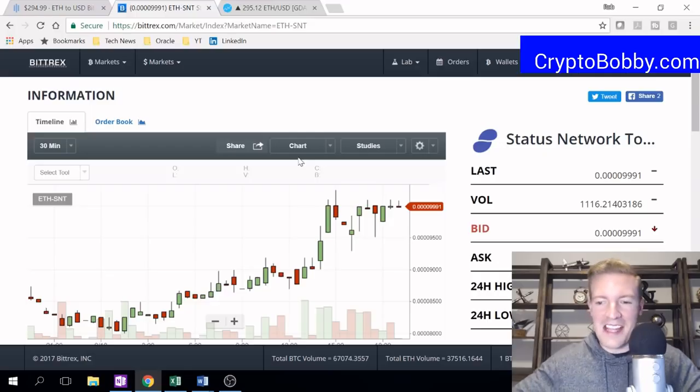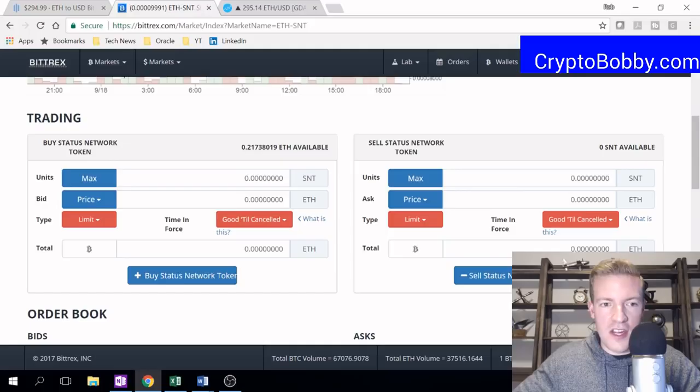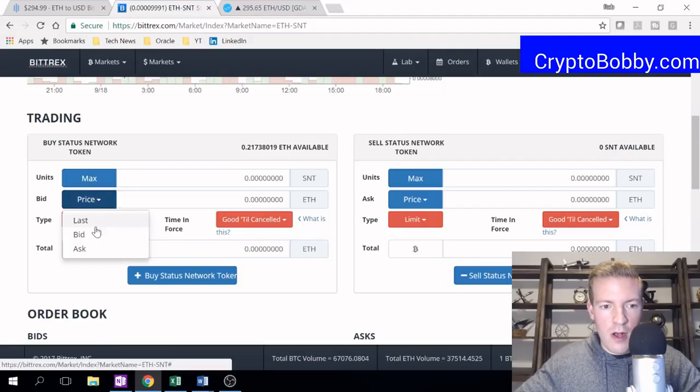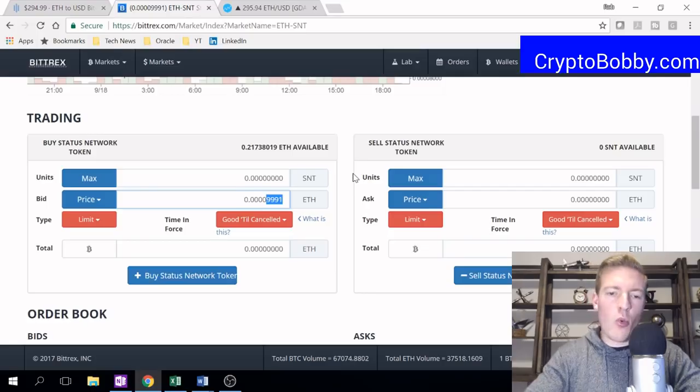Is what it is. That's life, right? But what you could do with Status, so we can see here I have just a little bit of Ethereum in this account. I have 0.21 Ethereum, and I see the price right now of Status, SNT, is 0.9991. But I want to wait until it goes down.